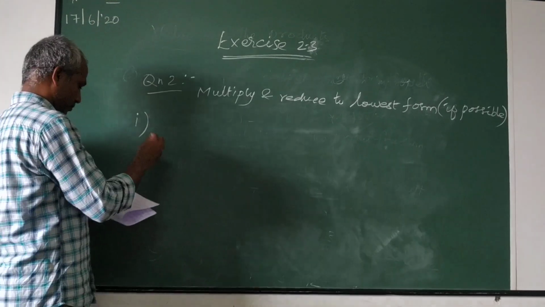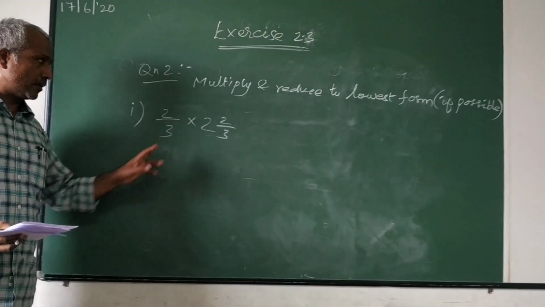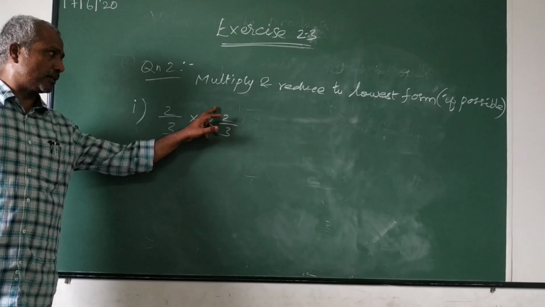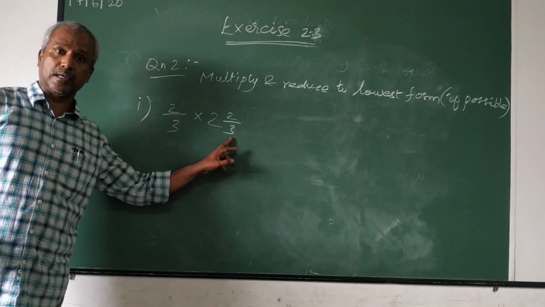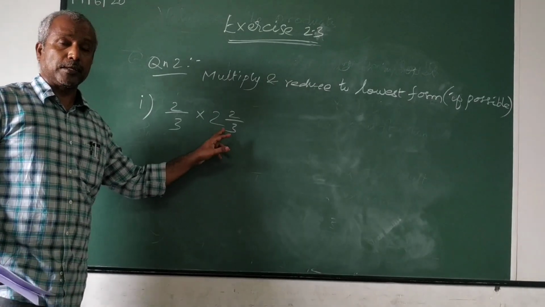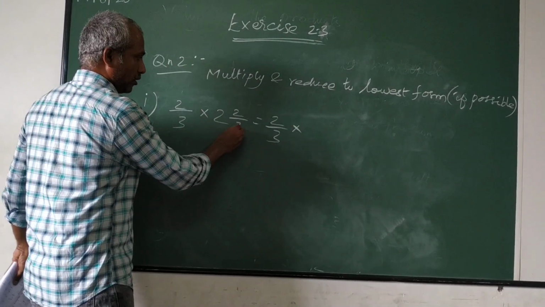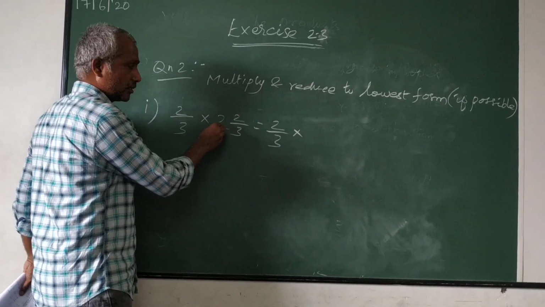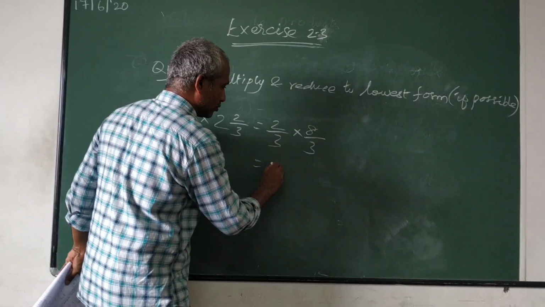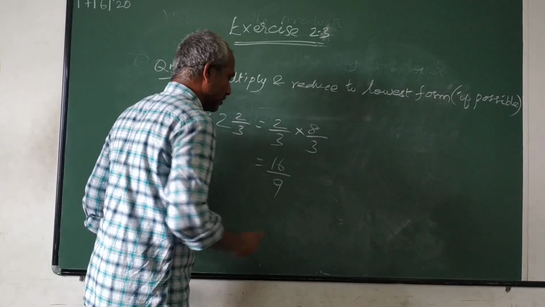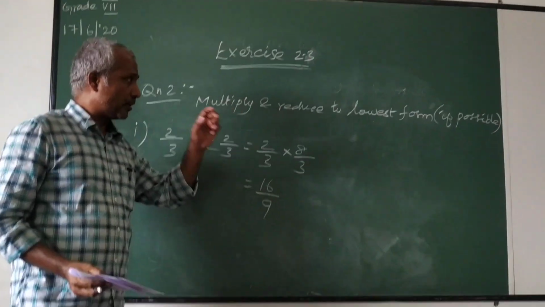First one, 2 by 3 into the mixed fraction. Now look here, this is a proper fraction, this is a mixed one. Whenever we are multiplying a mixed one, the mixed one must first be changed into an improper fraction. 2 by 3 into that mixed one converted into improper: 3 twos are 6, 6 plus 2 is 8, 8 by 3. Then multiply numerator with numerator. 2 eights are 16, 3 threes are 9. This is an improper fraction that can be converted into a mixed fraction.